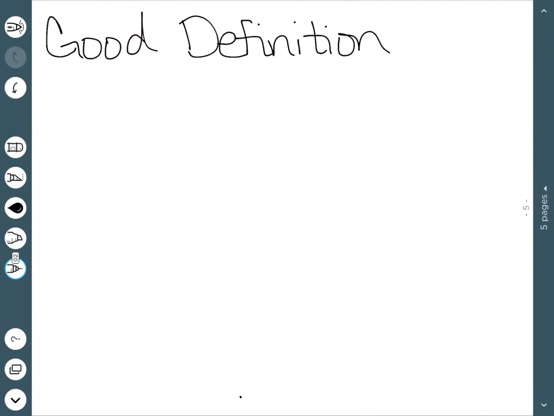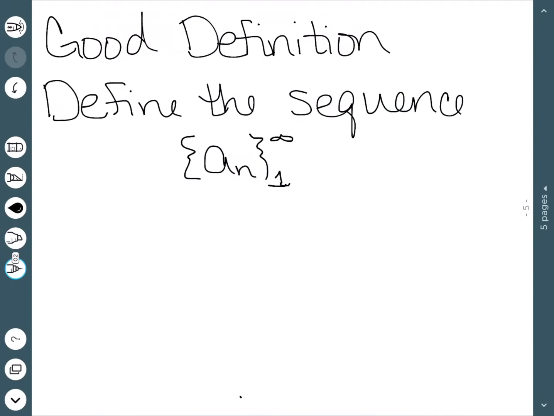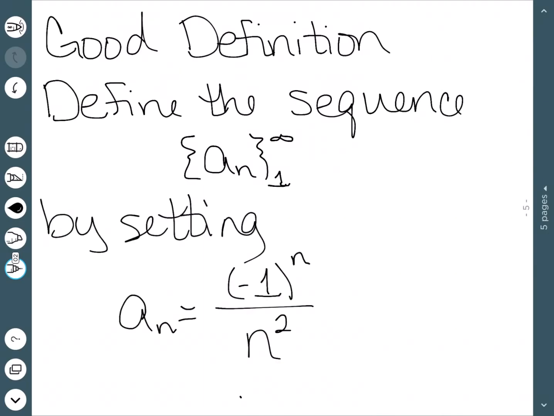There are lots of other ways as well, but let's figure out exactly what a good definition looks like. First, we're going to say that we want to define the sequence a sub n. So after that, I'm going to outright give it a formula. I'm going to set a sub n equal to negative 1 to the n over n squared.